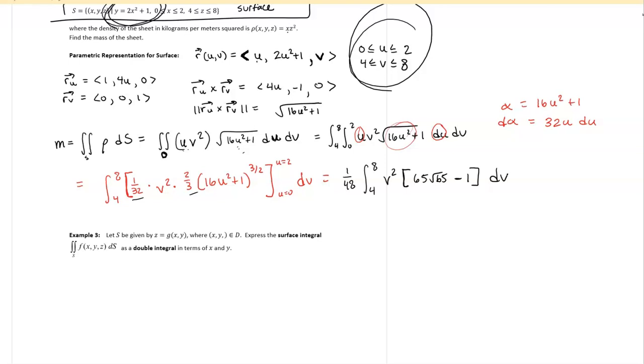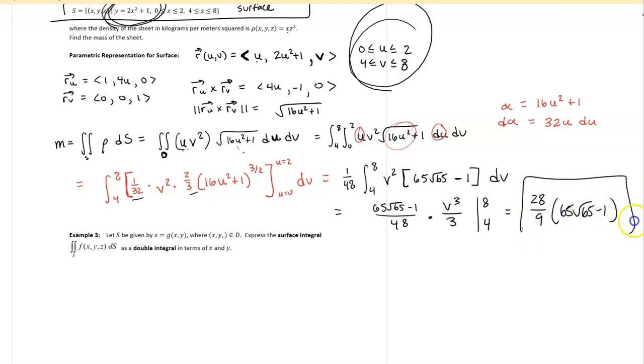When we integrate with respect to v, we're just going to get 65 root 65 minus 1 over 48 times v cubed over 3, and we're evaluating that at 8 and at 4. I'm going to be a little lazy here. I'm not going to do 8 to the 3rd and figure out how that works with everything. I think I'm just going to give you the answer: 28/9 times 65 root 65 minus 1.